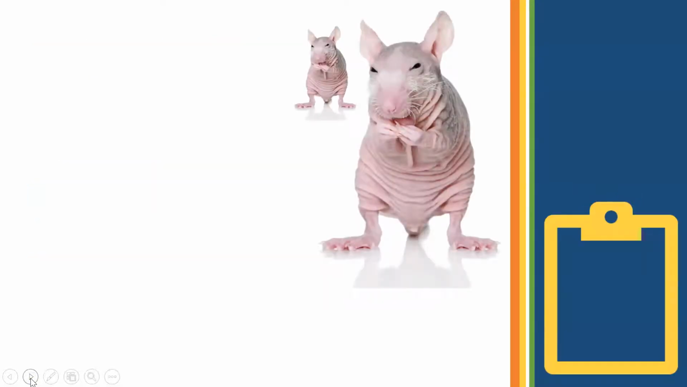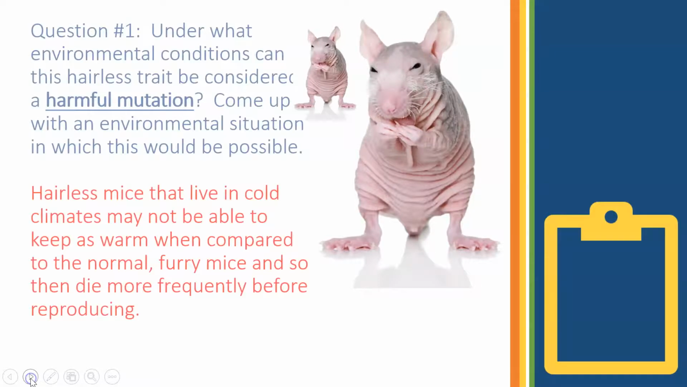Now, we saw yesterday just how important the environment is when determining whether an organism is adapted. There were lots of great comments on the discussion board about what kind of environment might actually select against a hairless mouse. I was thinking that hairless mice that live in cold climates might not be able to keep as warm compared to the normal furry mice. And so these hairless mice die more frequently before reproducing. Thus, in geographic areas where the overall climate is cooler, like farther north of the equator, the hairless trait would be considered a harmful mutation.